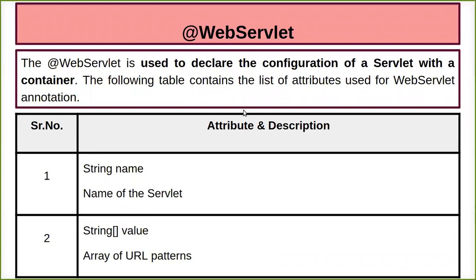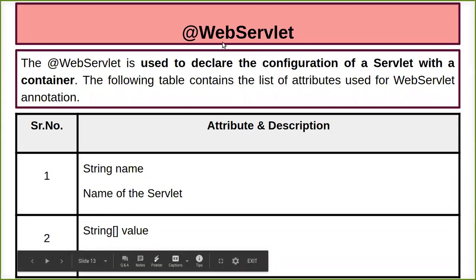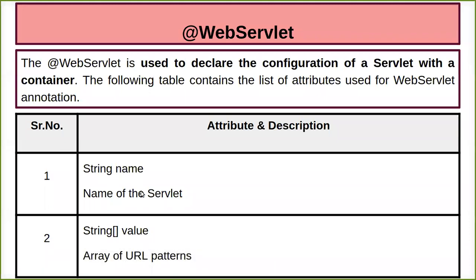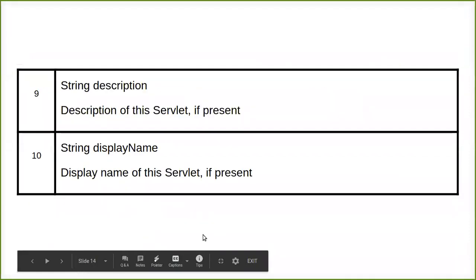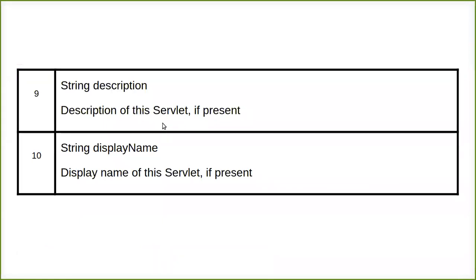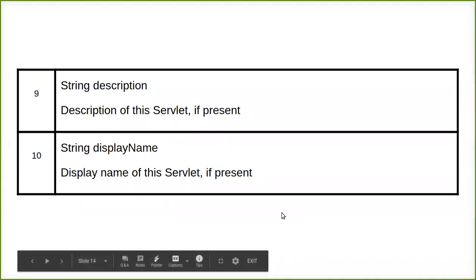Why is it being used? It is used for declaring the configuration of a servlet, or just to define that the servlet code is going to begin. You have multiple attributes which you can use along with your annotation. The first attribute is the string name, which gives the name to a servlet. We have a value, which passes the value to the name of the servlets, defined in the form of arrays. Then we have a description that describes your servlet, and it returns the description of the servlet if it is present.